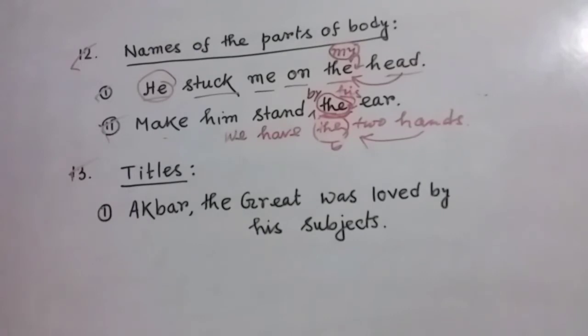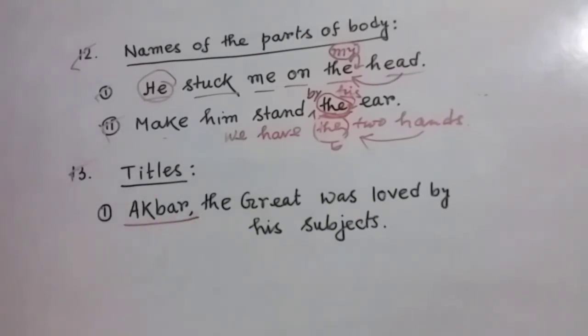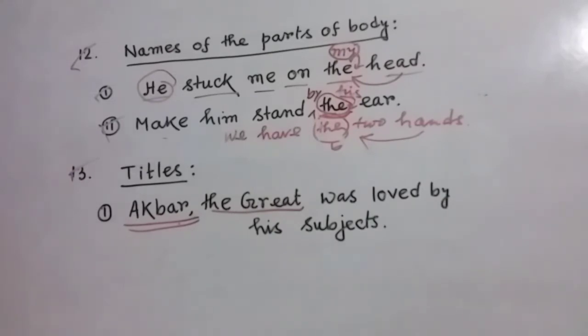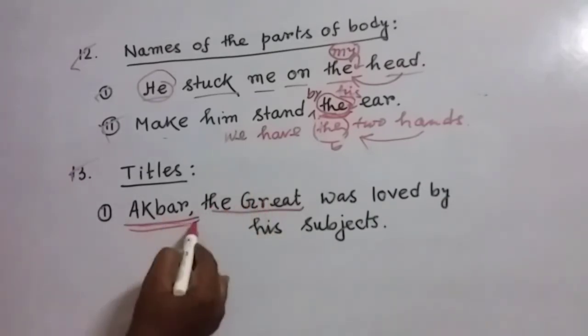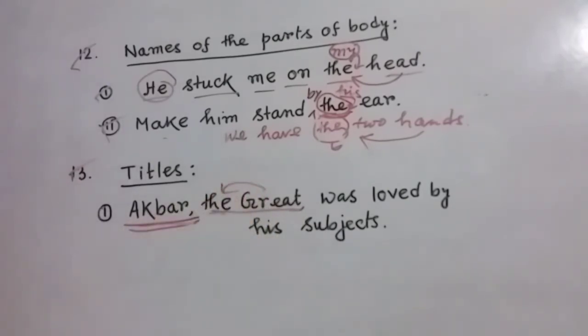Next, my dear friends, titles. Before the titles, we have to use the. Let's look at the example. Akbar, you know, my dear friends, is one of the greatest Mughal emperors, and the Great is the title of this ruler. So we have written: Akbar the Great was loved by his subjects. Here this is the title, so before it we have used the term the. So my dear friends, before the titles, we can use the.